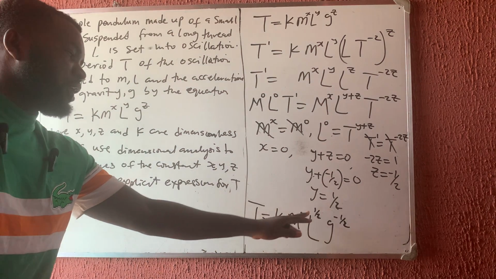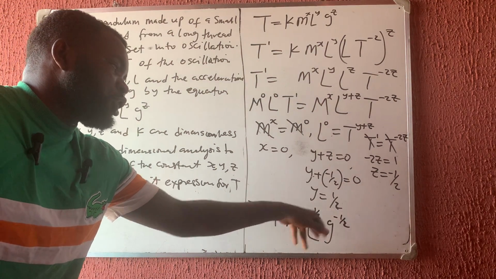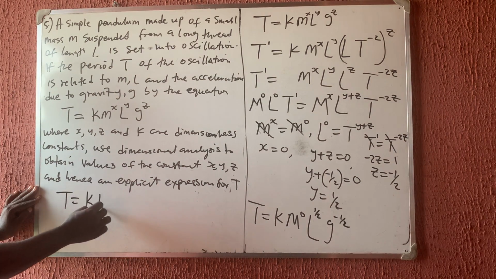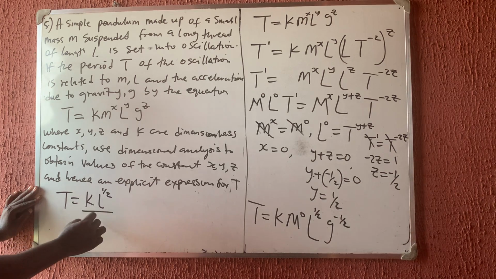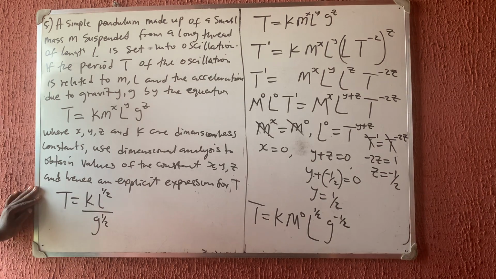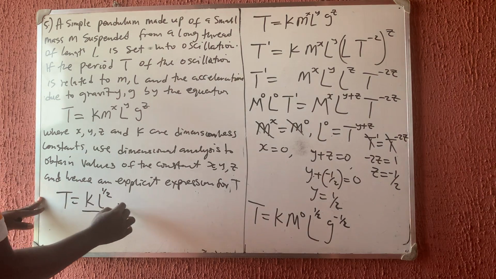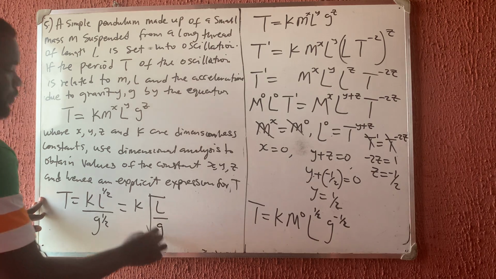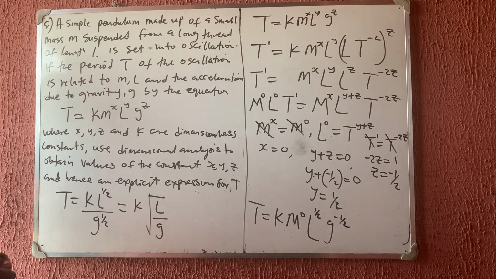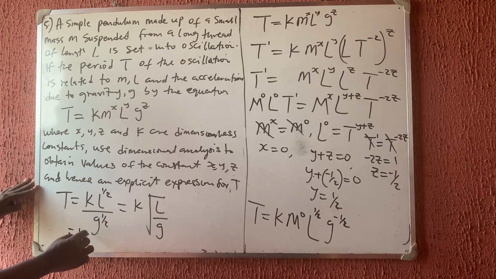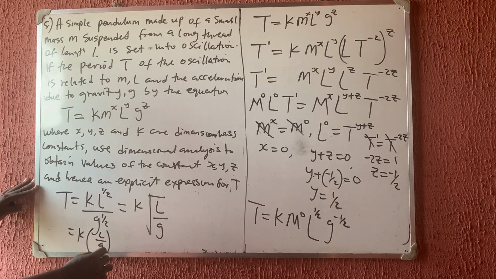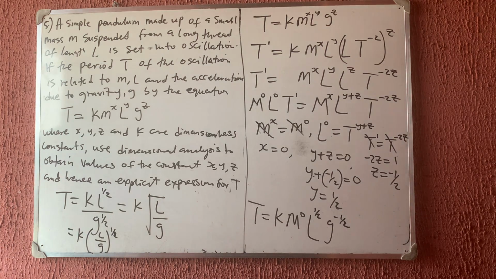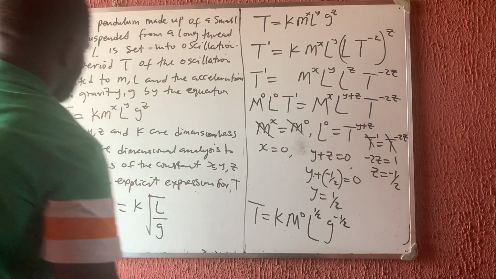Now m raised to power 0 is 1, so it's gone. If you want to remove the minus, it will come down. So let me write it here. T will now be K L raised to power 1 over 2 over g raised to power 1 over 2. Now don't forget that 1 over 2 means square root. So finally this is K, the square root of L over g. In fact, it's supposed to be K in bracket of L over g, everybody raised to power half. And everybody raised to power half means that everybody will be covered with the square root. So I am done with question number 5.